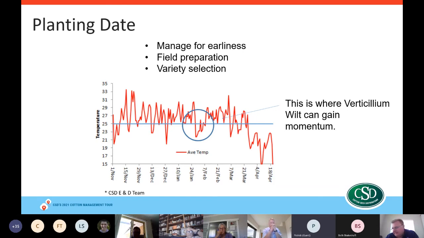And if you do get that drop-off in temperature and the spike in the disease, we can lose those 6 to 8 nodes on the top of the plant, which can dramatically affect the yield. So trying to get the crop in as early as possible without causing delays due to cold stress is not easy, but certainly creating an early crop with this disease is very, very important.